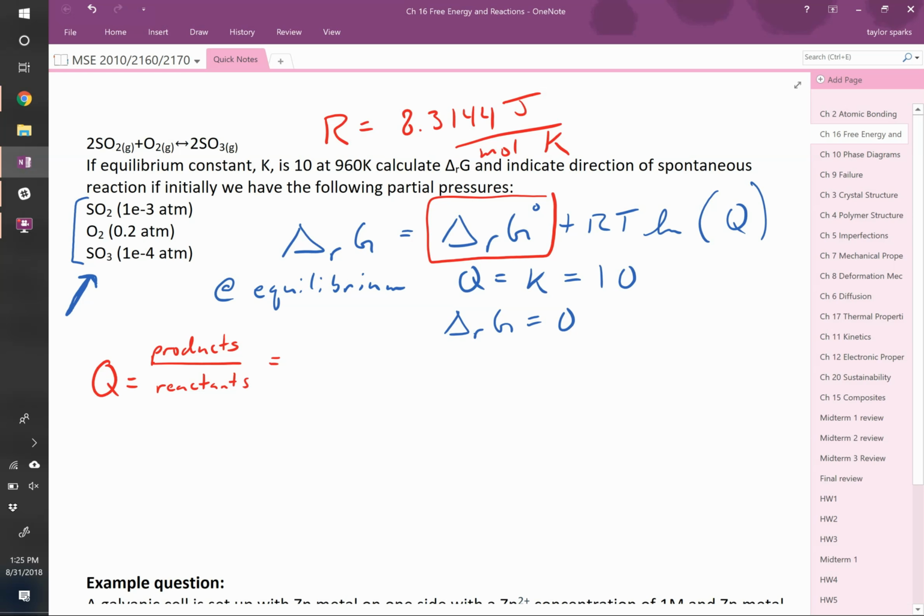Once you do that, that's going to allow you to say this is at not equilibrium. That's when you're going to solve for delta Rg. So before you're done, you're still going to need to know this value, and you don't know it yet. But you can solve this by at equilibrium when this is 0 and K is 10.